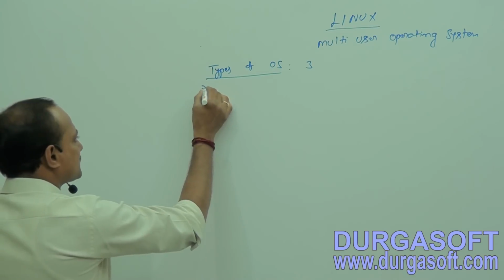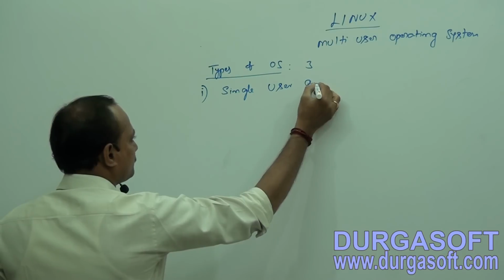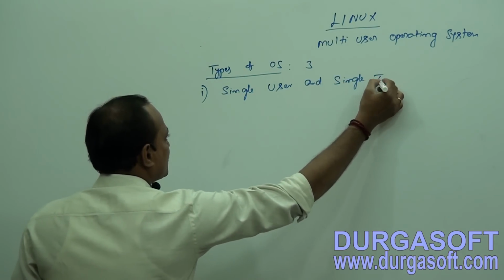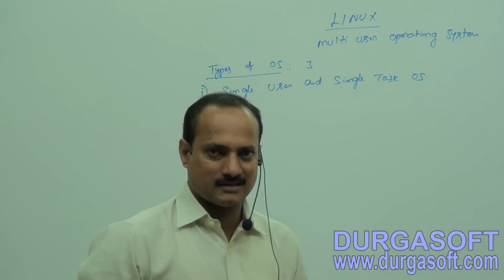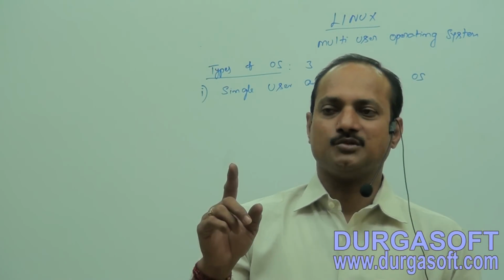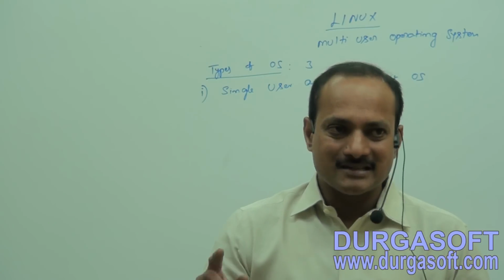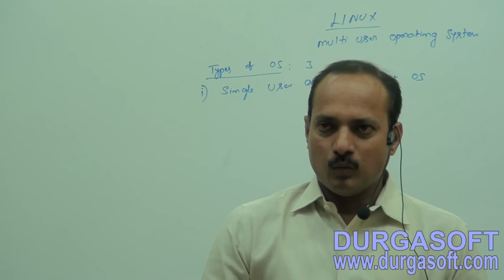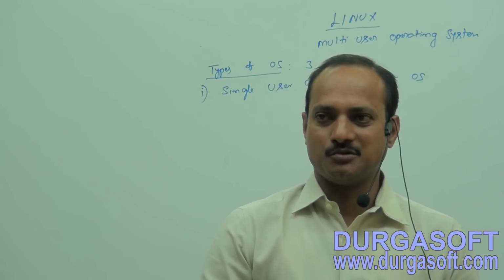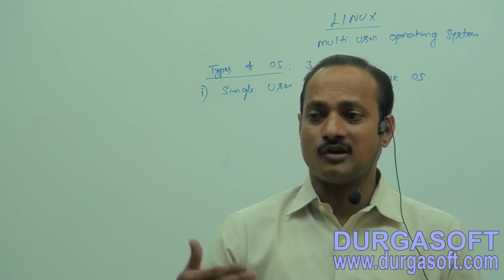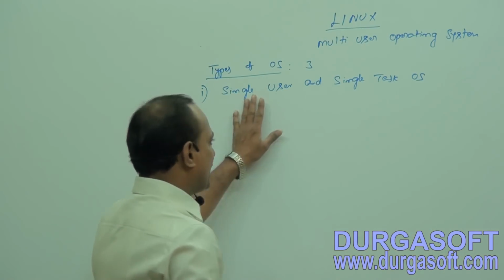The first is the single user and single task operating system. What is meant by single user and single task? At a moment of time, only one user is allowed to log on to the system. That is called a single user operating system. Once a user is already logged on, there is no chance for the next user to connect to or log on to the same system. That kind of operating system is called a single user operating system.